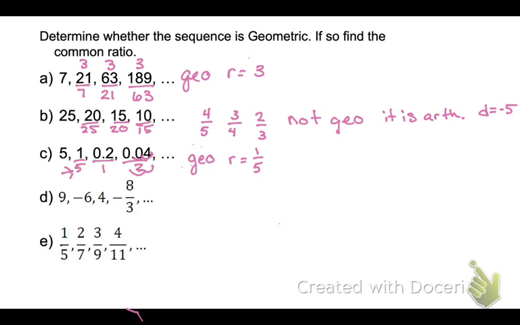Okay, so let's see, we're still going to do it the same way. And then divided by 4 would be times 1/4, right? Okay, so I get negative 2/3. Negative 2/3. And negative 2/3. So is it geometric? Yes? And your ratio is negative 2/3.